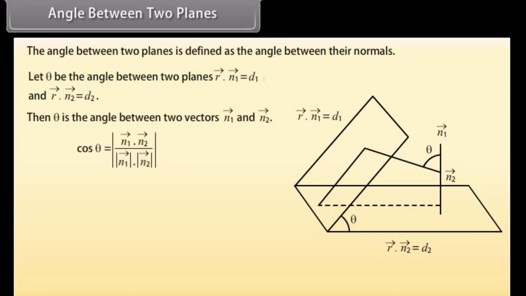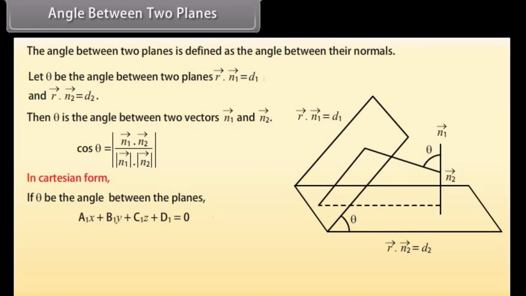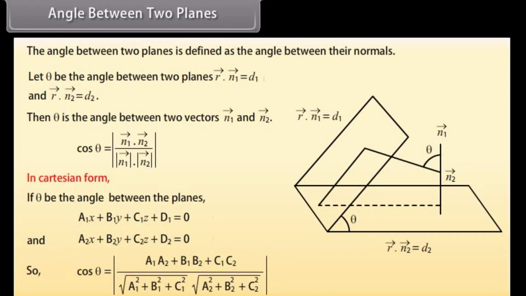Cos theta equals the modulus of the dot product of vector n1 and vector n2, divided by the modulus of vector n1 into the modulus of vector n2. In Cartesian form, if theta is the angle between two planes a1x plus b1y plus c1z plus d1 equals 0 and a2x plus b2y plus c2z plus d2 equals 0, then cos theta equals the modulus of a1a2 plus b1b2 plus c1c2, divided by the square root of a1 square plus b1 square plus c1 square into the square root of a2 square plus b2 square plus c2 square.